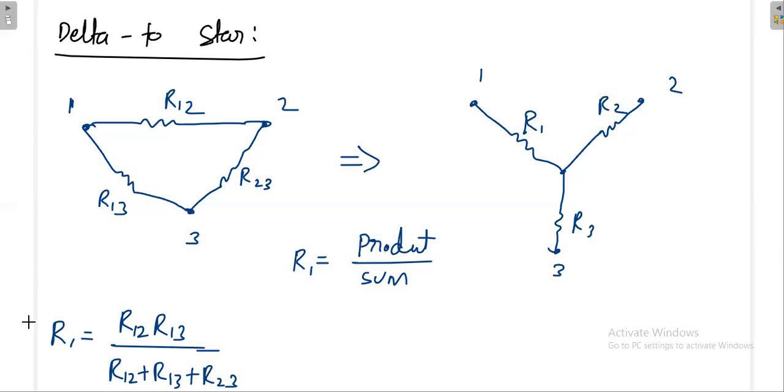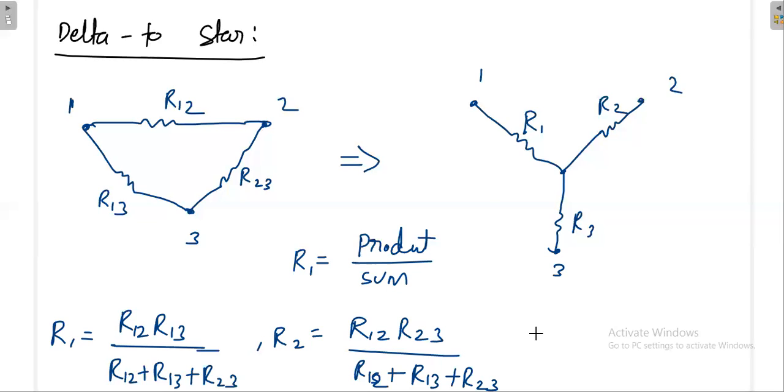Yes, it is correct. Similarly, R2 is common to the branches R12 and R23. So R2 is equal to R12 times R23 divided by again the full sum, R12 plus R13 plus R23. Then R3 is equal to R13 times R23 divided by R12 plus R13 plus R23.